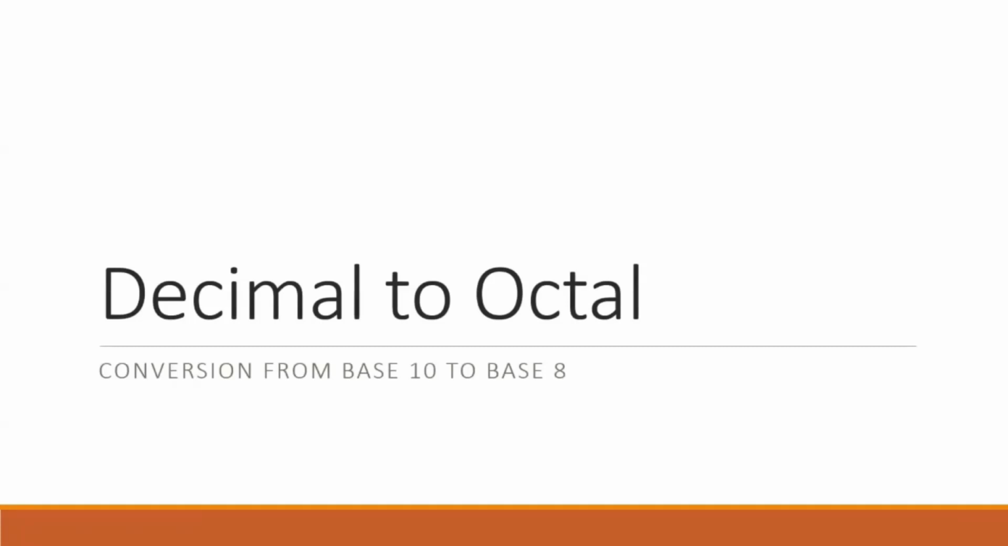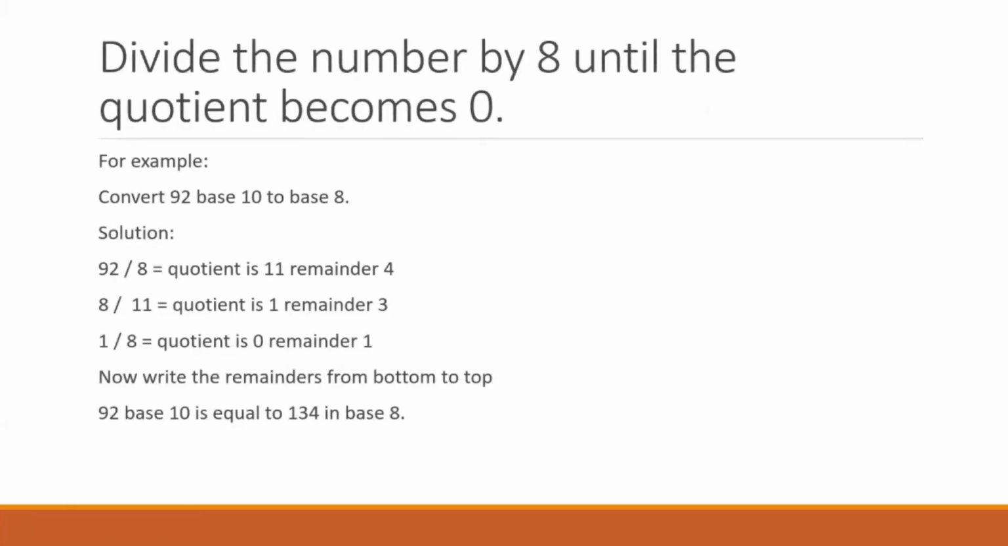Hello guys, today I'm going to teach you how to convert decimal to octal conversion from base 10 to base 8. First, you're going to divide the number by 8 until the quotient becomes 0. For example, we're going to convert 92 base 10 to base 8. The solution would be 92 divided by 8, the quotient is 11, and the remainder is 4.